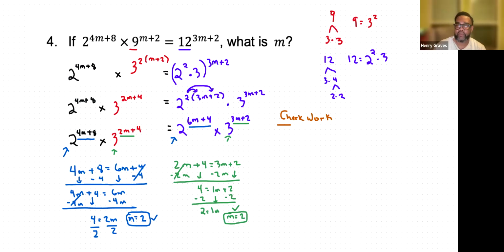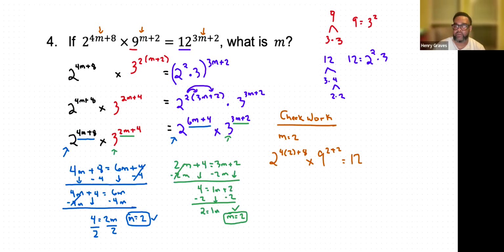So I know that I'm going to say m is equal to 2. That's my hypothesis, right? M is equal to 2, so I can take that and plug it in here, and here, and in here. So when I do, I'm going to have 2 raised up to 4 times 2 plus 8 times 9, 2 plus 2, right, is equal to 12.